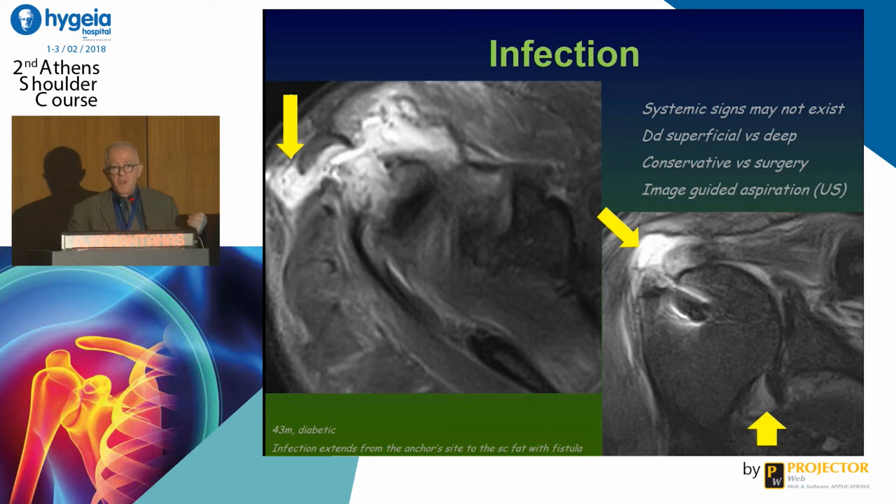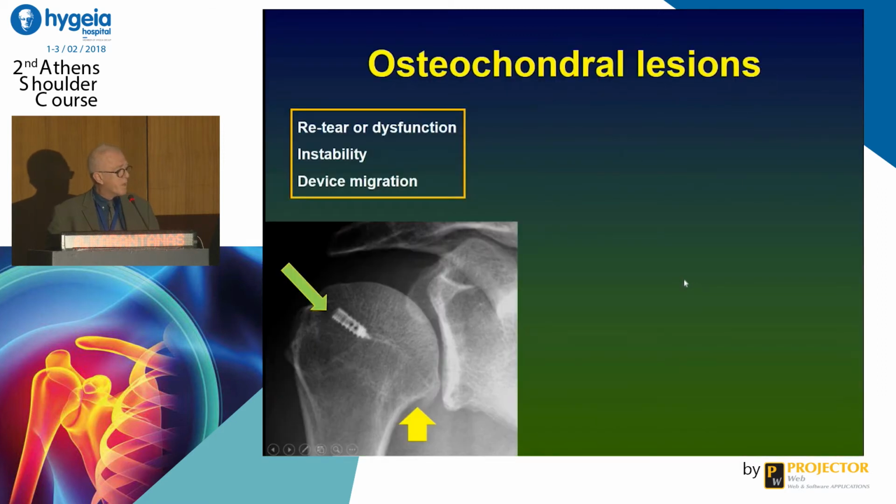But imaging is very important for orthopedic surgeons because we can discriminate between superficial infection, which can be treated conservatively, and deep infection, which might need surgery. So here you see deep infection, a fistula, and infection in the subcutaneous tissue as well.